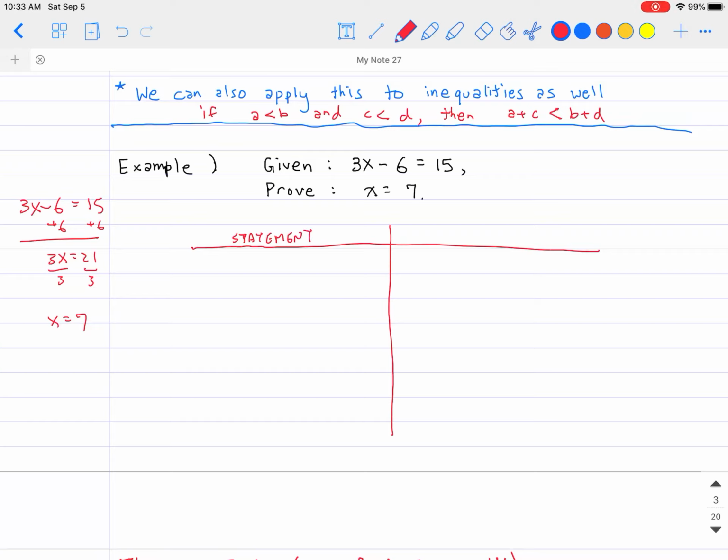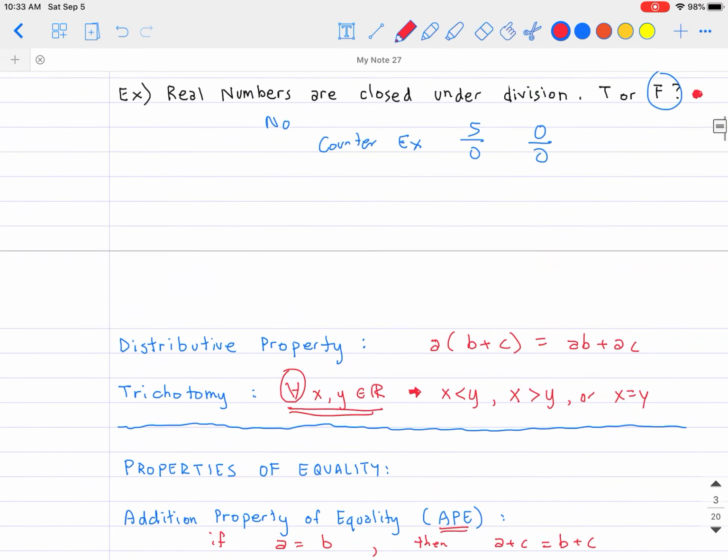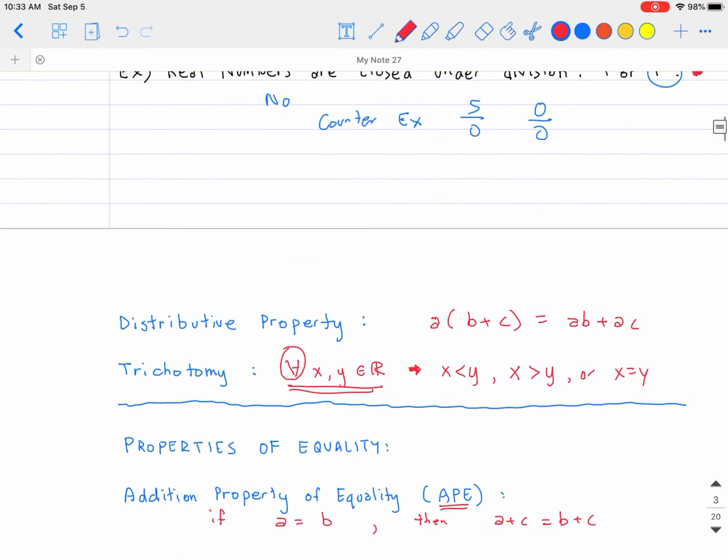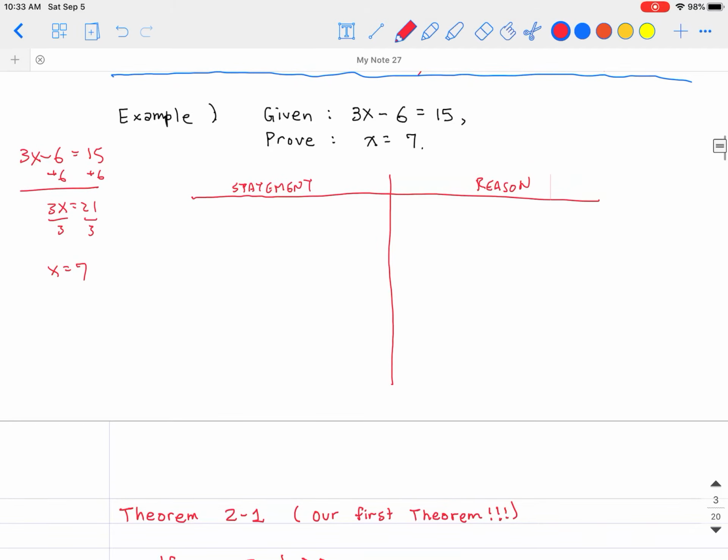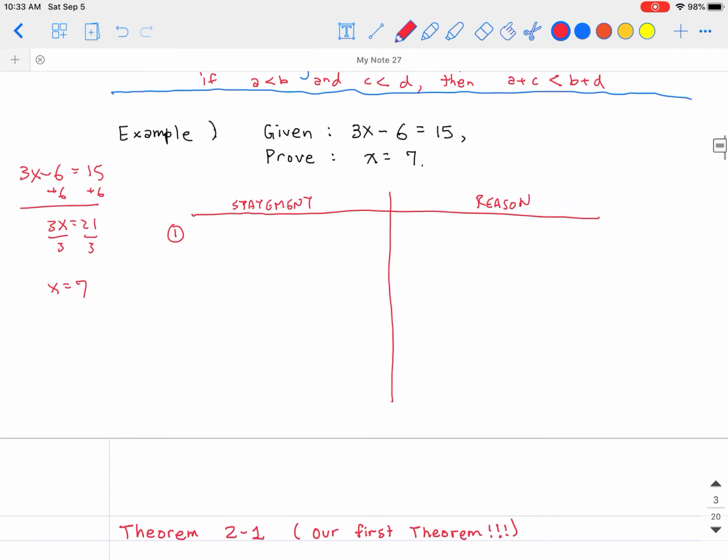So here is going to be my statement. That's where you're going to do all the algebra. And your reason, that's where you're going to use all of these axioms that we just named in order to help us figure it out. Okay, so here we go. Number 1, and my lines just disappeared. So, we'll just work with that.